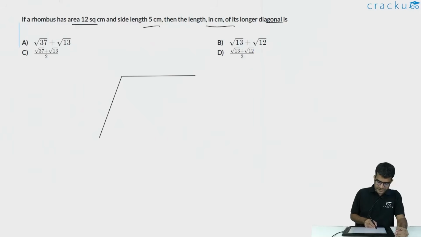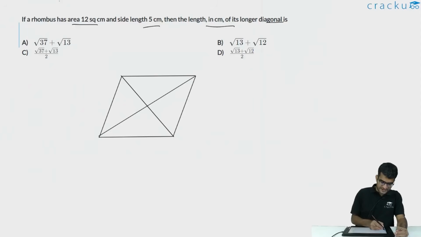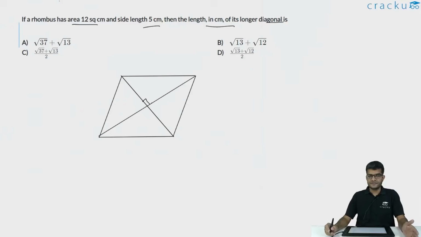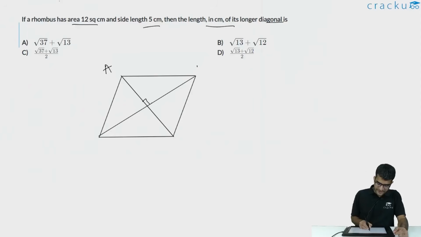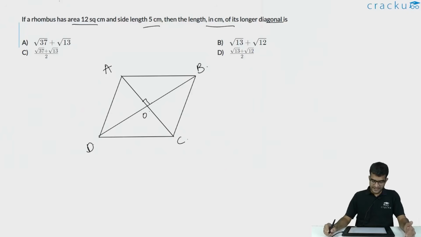Now, a few things you should know about a rhombus is that the diagonals of a rhombus intersect each other at right angles. So if you are drawing the two diagonals like this, both of them intersect each other at right angles, so they will be perpendicular to each other. Let us assume that the rhombus is ABCD, and the diagonals intersect at a point O. Let us assume that the longer diagonal is, say, BD.